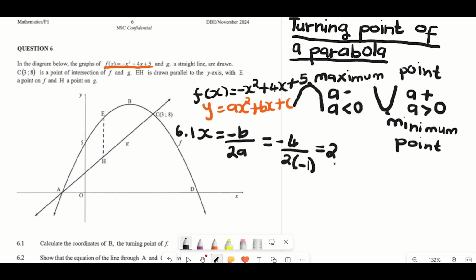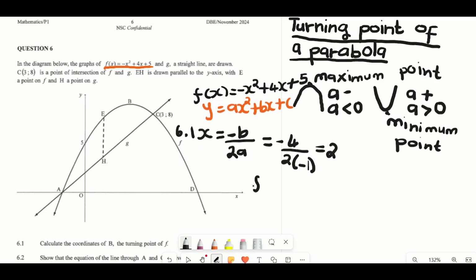Alright, so now we have the x value of the turning point. We just need to find the y value of the turning point. How do we find the y value of the turning point? We find the y value by substituting the x value of the turning point into the equation of the parabola.